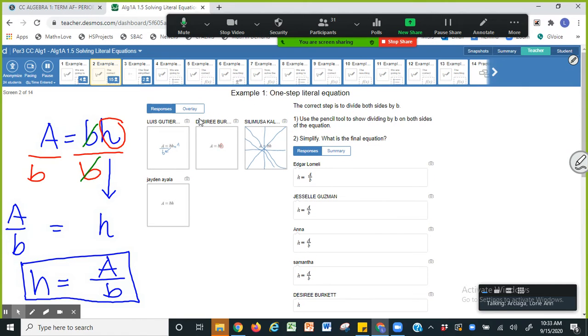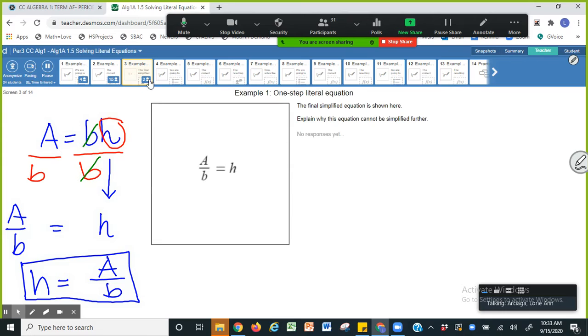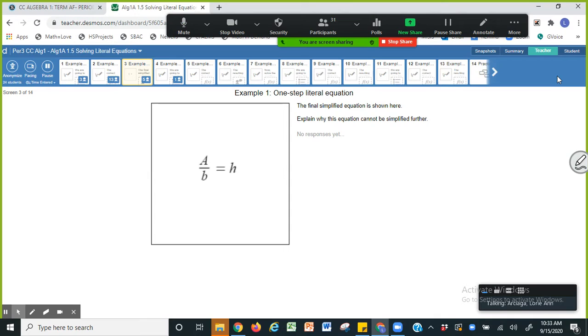Okay, awesome. All right. So now let's get started and head on to slide number 3. Slide number 3. Now we have a question here. So the correct answer is shown on the screen, and you're asked to explain why this equation cannot be simplified anymore. Explain why this equation, A over B is equal to H, cannot be simplified further. Okay, so write down your response. Explain briefly why we cannot simplify A over B is equal to H anymore.